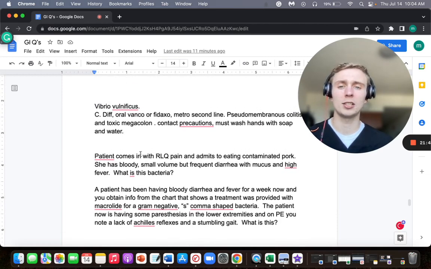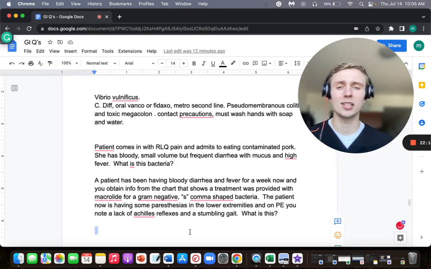So next one, patient comes in with right lower quadrant pain and admits to eating contaminated pork. She has bloody, small volume, but frequent diarrhea with mucus and a high fever. What is this bacteria? So this is definitely not non-invasive because she's having frequent, small volume diarrhea. It's also bloody, and there's mucus, and she has a high fever. So it seems to be an invasive diarrhea. What is the bacteria causing this? And importantly to note, it's right lower quadrant pain as well, and contaminated pork.